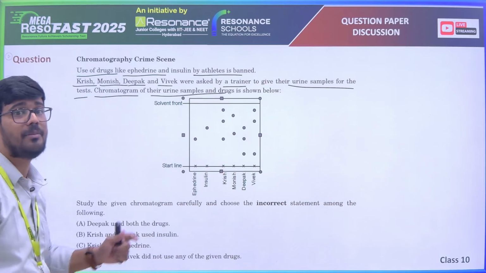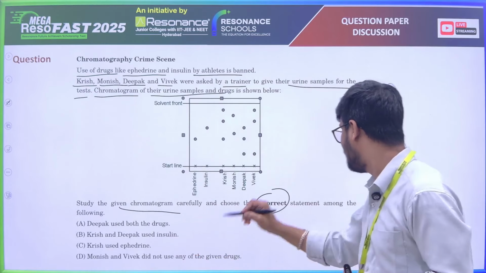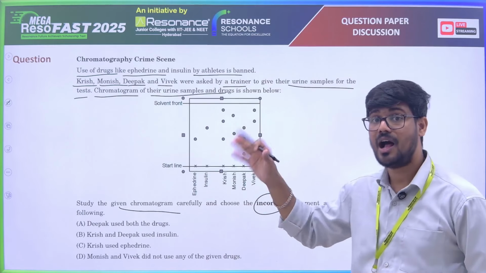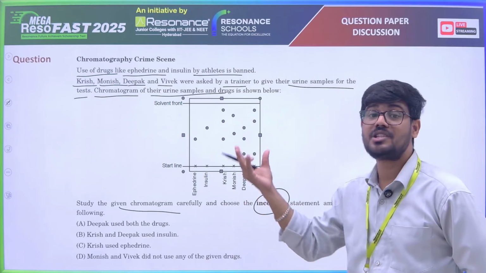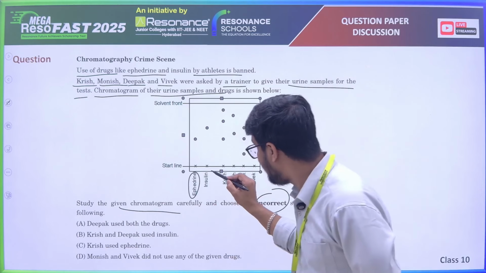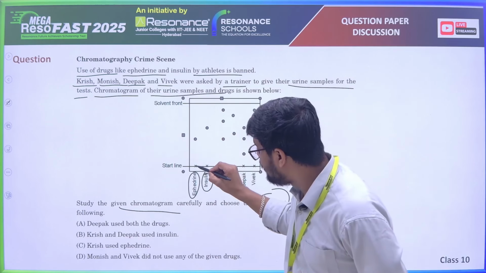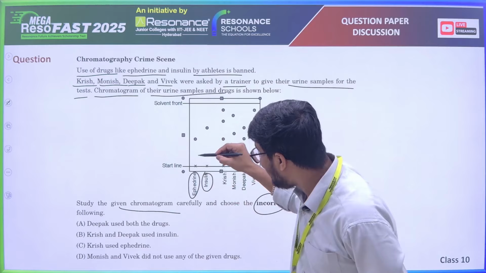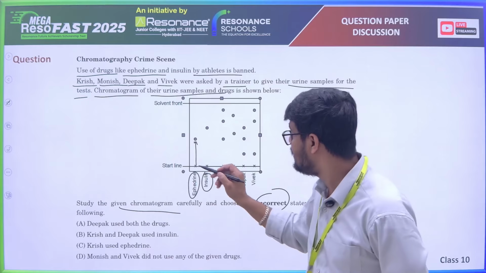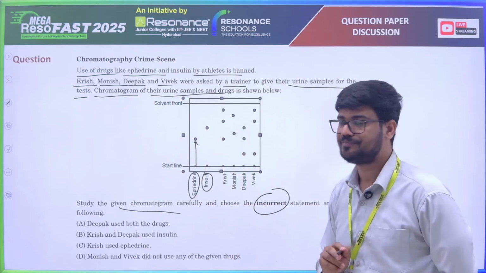So this is our chromatogram result. Now study the given chromatogram carefully and choose the incorrect statement among the following. First we have to look carefully at what information this chromatogram is giving. See, ephedrine is one drug, and insulin another one. Now what does a chromatogram mean? Here we are putting the pure ephedrine sample. After some time it is moving to that spot. So this is its starting line, and that is the final spot after the experiment.